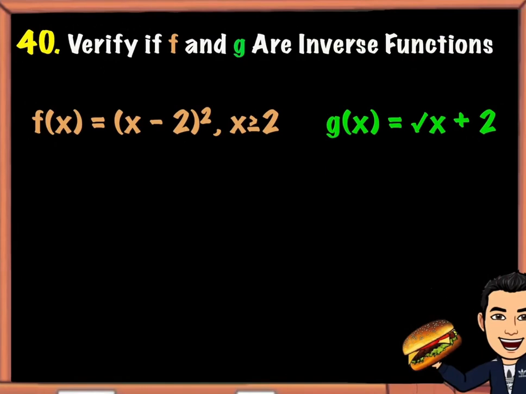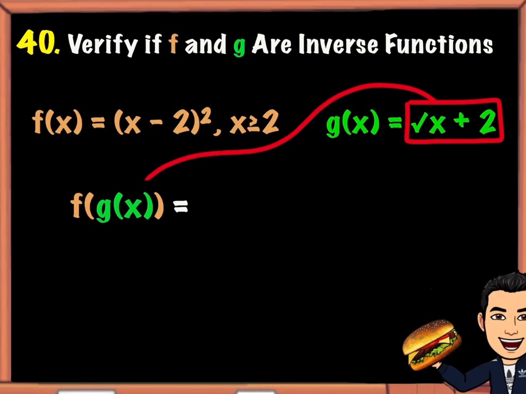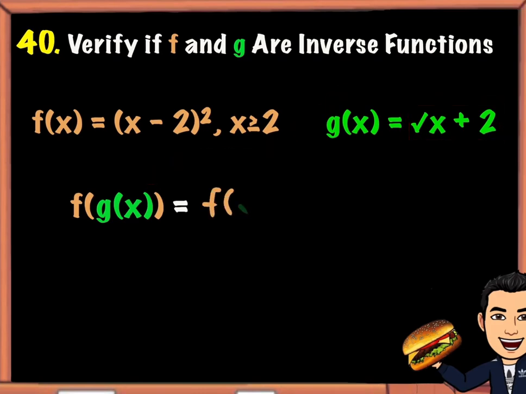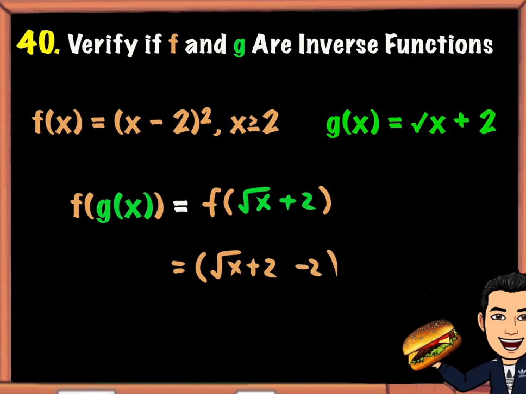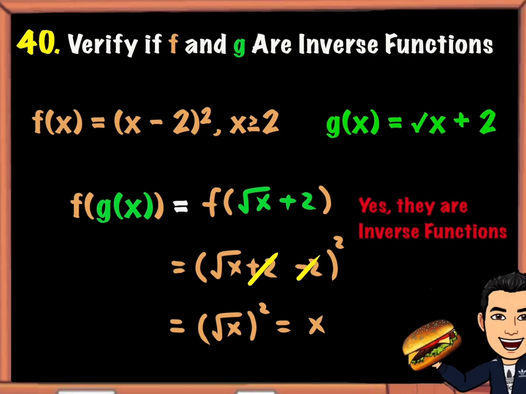For number 40, let's go ahead and find out if f of g of x equals x. So let's insert the square root of x plus 2 into g of x. So you get f of square root of x plus 2, and let's insert the square root of x plus 2 into the x. So you're going to get the square root of x plus 2, minus 2, squared. Cancel out the plus 2 and minus 2. You get the square of the square root of x, which equals x. So you want to say yes, they are inverse functions.